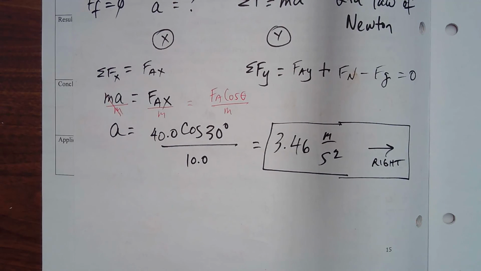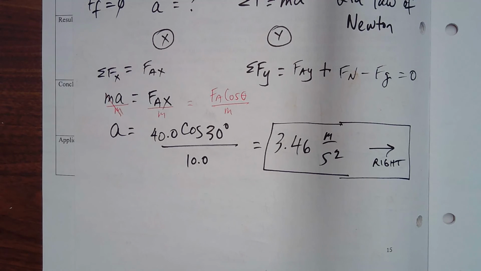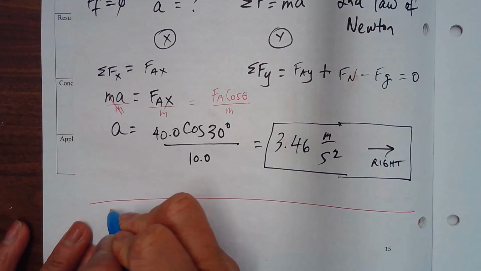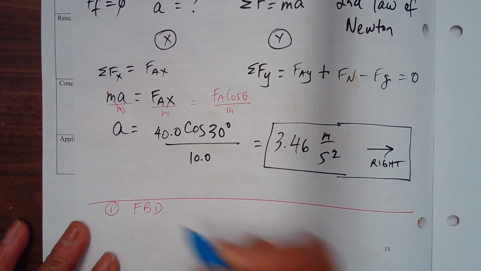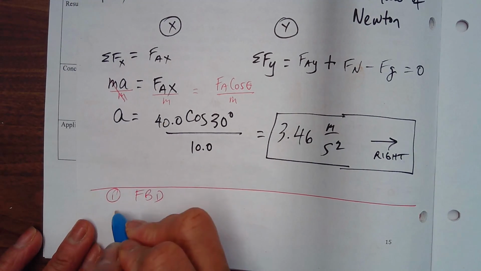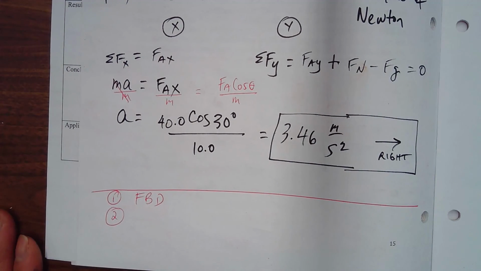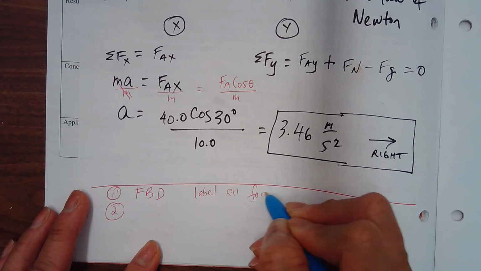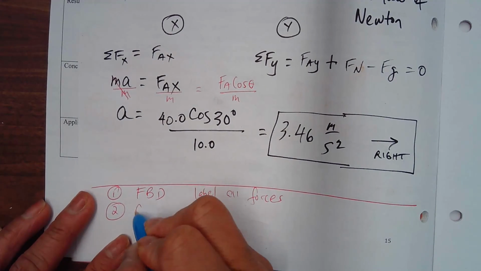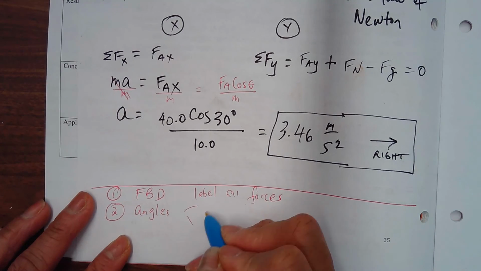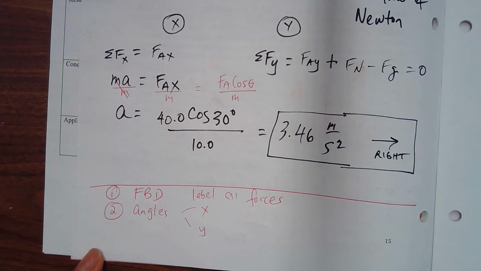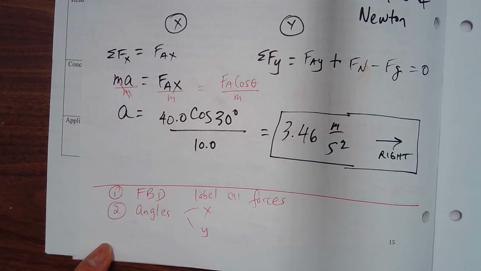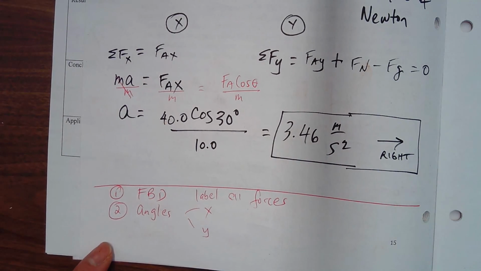That makes sense? Okay? So you see, once you know how to do it, again, what are the strategies? Start with the free body diagram. That's the first thing you do, is put all the forces possible. Once you have them all labeled, label all possible forces. If you have angles, you're going to have to split this into x and y. You need to figure out if you have split it into x and y.